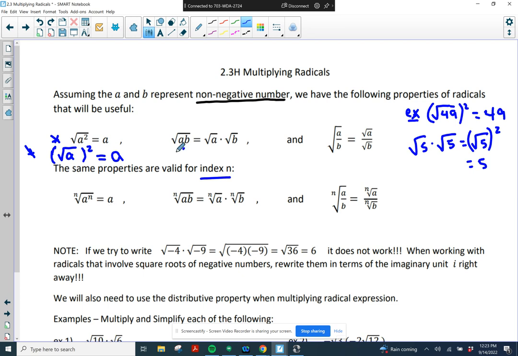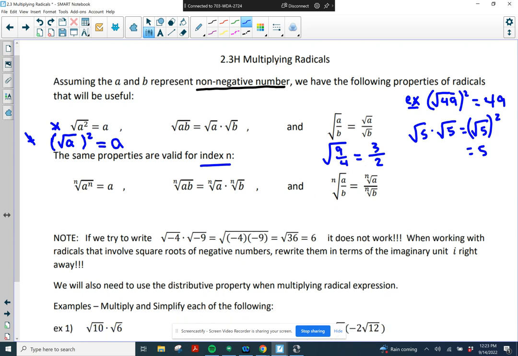We also have these properties. Square root of ab is the square root of a times the square root of b, or I can reverse it and use it the other way. Square root of a times the square root of b is the square root of ab. Or we have the fraction rule for radicals. Square root of a over b, I can apply that radical to the numerator and to the denominator separately. So for instance, the square root of 9 over 4 would be the square root of 9, which is 3, over the square root of 4, which is 2. It's because of the way fractions multiply. And the same is true for other indexes.